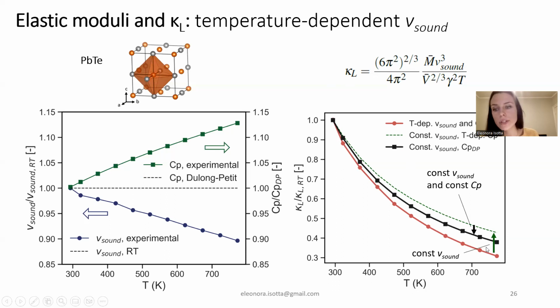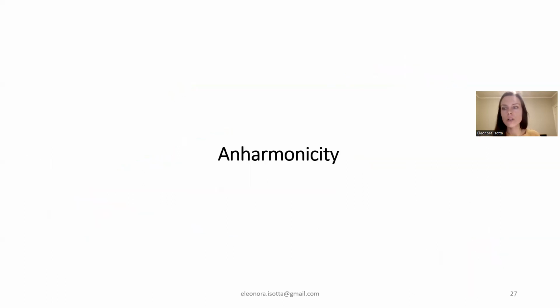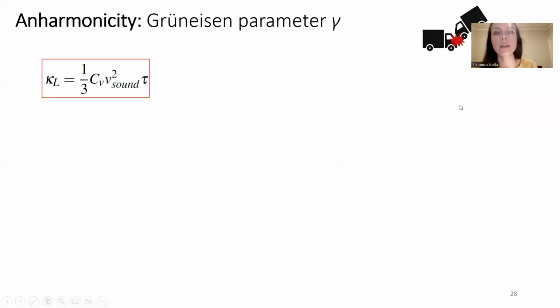So this points to the fact that if we have speed of sound measurements and if we have temperature-dependent speed of sound, this can actually help having better predictions of thermal conductivity. And this can be particularly important when the compound is anharmonic. So let's dive in a little bit in what anharmonicity is and what it means, and especially what is the connection with elastic moduli.